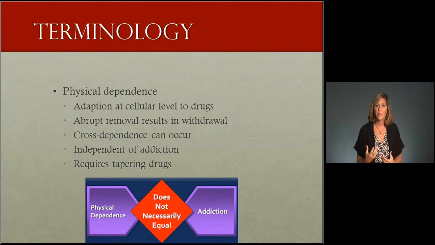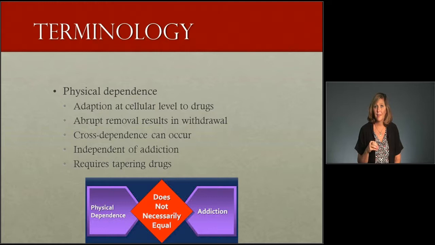Now, what else can we get into in the way of terminology is what's called physical dependence. Even patients taking opioids just for pain management can develop a physical dependence. Physical dependence is completely different than addiction. Remember, addiction is a craving. Physical dependence means that the body has adapted, usually at the cellular level, to that substance or drug the person is taking. So it can be a chronic pain patient taking opioids daily, but their body has adapted to that drug. So when you suddenly stop taking the drug, we get withdrawal symptoms. That's what defines a physical dependence.